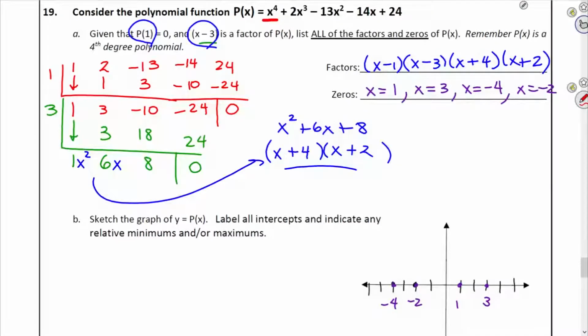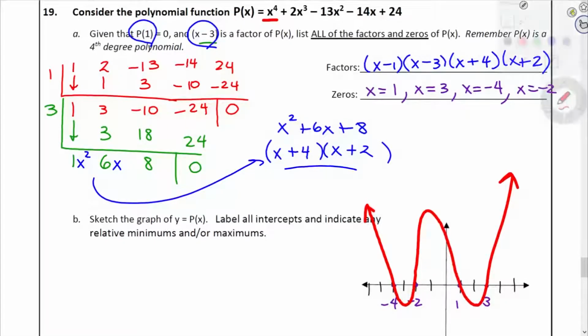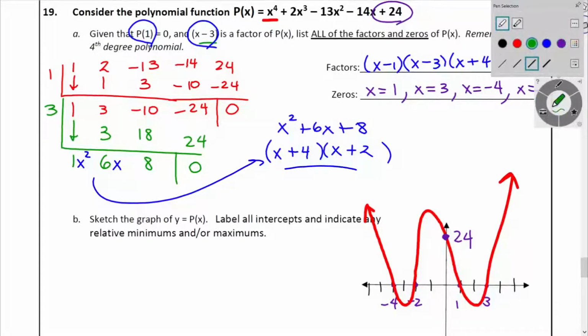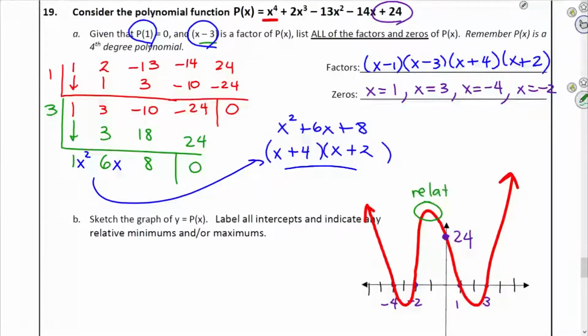I'm going to start up, and all this is a multiplicity of 1, so I cross, I cross, and I cross, and I cross. Okay, now I've not labeled my y-intercept right here, but it's going to be 24. And there's a relative max, and I have 2 relative mins.